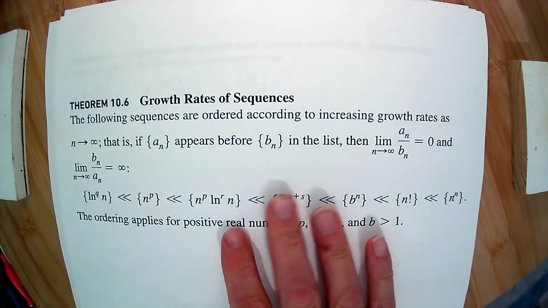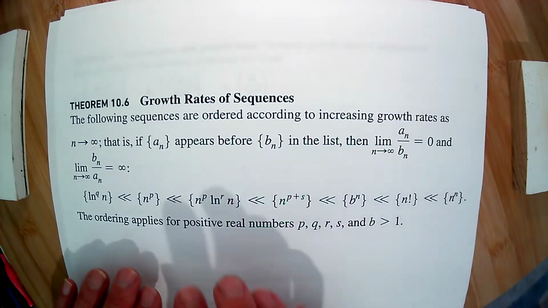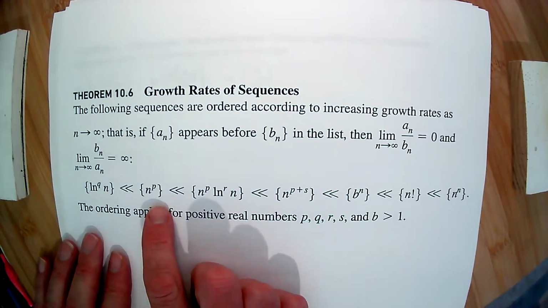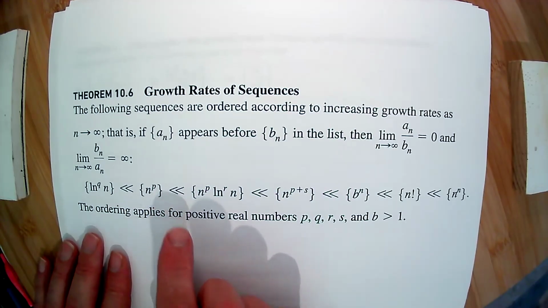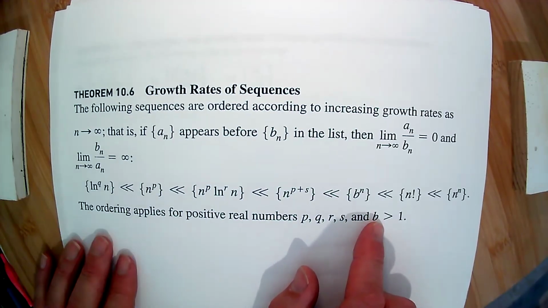The last useful thing I think that we're going to need right now is growth rates for sequences. When we look at limits of sequences, as you go further and further, what we end up seeing is that some sequences just grow a lot faster than other ones. That's what this is trying to say. Basically, looking at it this way, what does it say? Positive real numbers p, q, r, s, with base greater than 1.